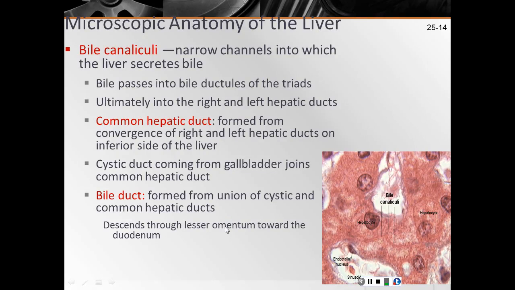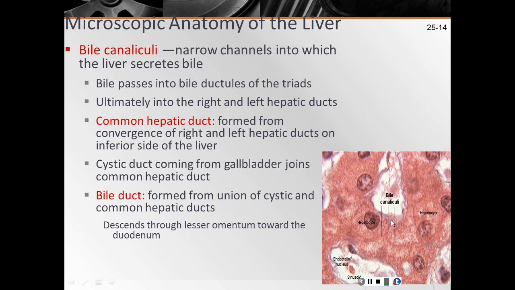Alright, so let's jump ahead to our bile canaliculi. Now, the liver is going to secrete bile into these narrow channels called bile canaliculi. And they're between the back-to-back layers of the hepatocytes within each plate. So here we have hepatocytes, and here we have the bile canaliculi.